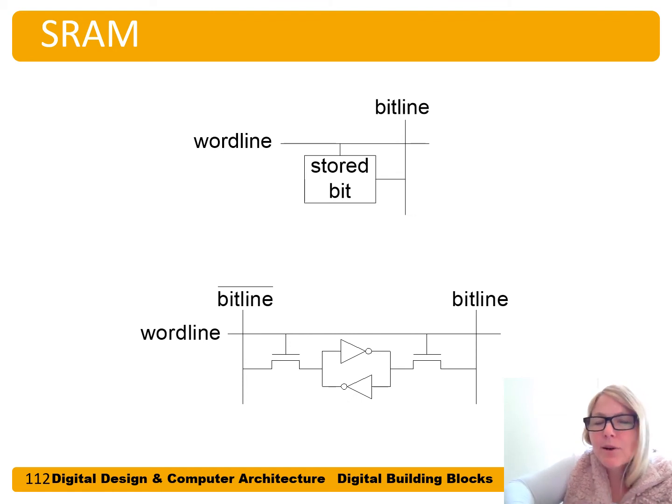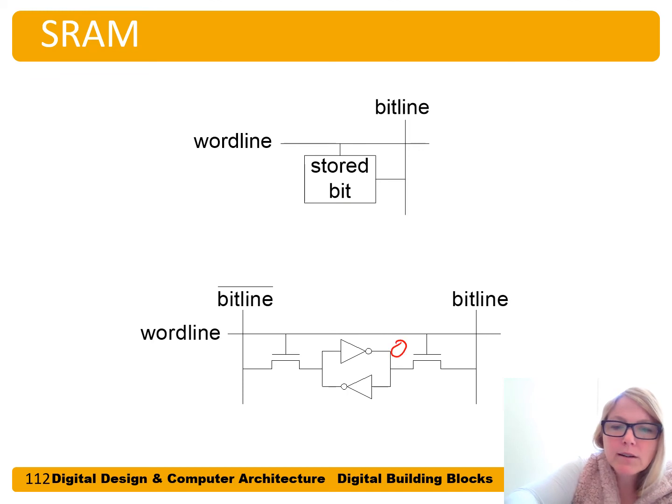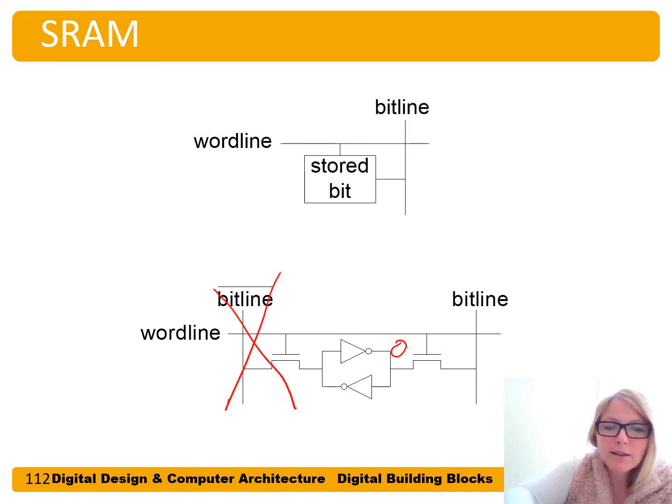So SRAM is different than DRAM in that it still has a stored bit, but we store it in a way that we don't need to refresh the value. We store it on cross-coupled inverters. If we have, for example, a 0 here, ignore this side for a second, and we'll get back to that in a minute. If we have a 0 stored on our bit, and the word line goes high, that enables that 0 to go onto the bit line, or pull that bit line low.